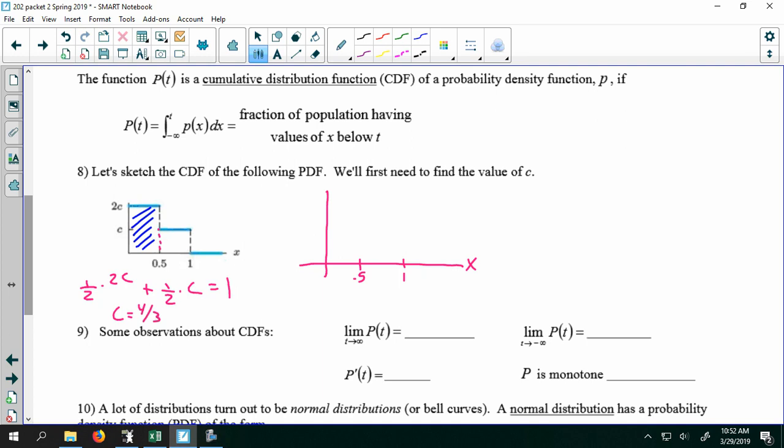C, which is 4/3. Well, it's not, it's 1/2 times 4/3, which is 2/3. Yeah. So let's put some units on here. This is 1/3, 2/3, 3/3. Okay. So the area of this shaded blue rectangle is 1/2 times 4/3, which is 2/3. So the percentage of the population that has an age of 1/2 or less is 2/3.